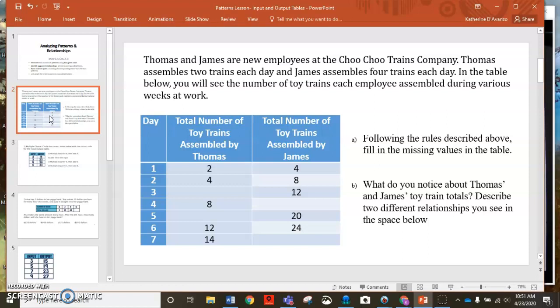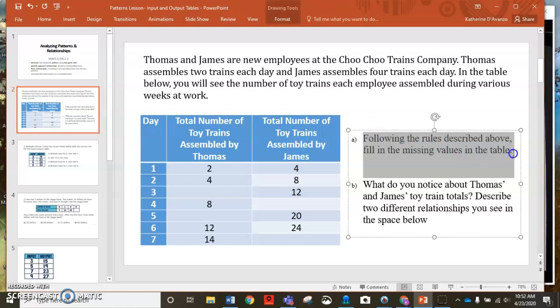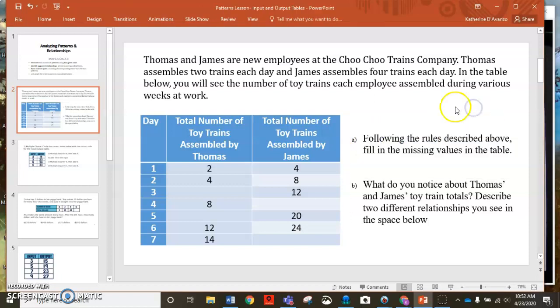So Thomas and James are new employees at the Choo Choo Trains Company. Thomas assembles 2 trains each day and James assembles 4 trains each day. In the table below, you will see the number of toy trains each employee assembled during various weeks at work. In part A, it says, following the rules described above, fill in the missing values in the table.